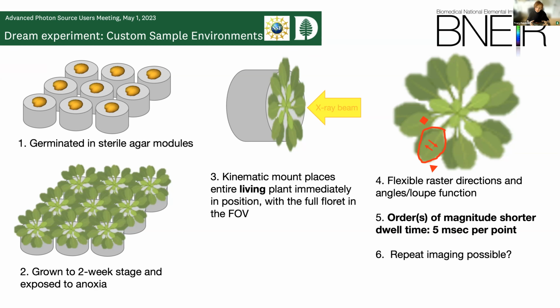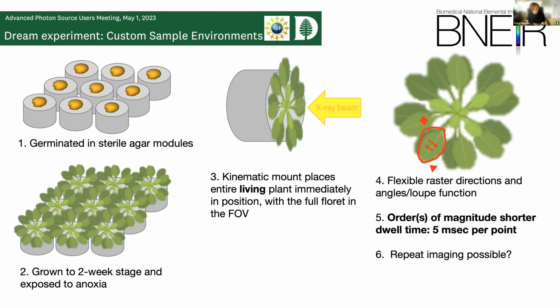Anyone who knows his beamline knows he specializes in these custom sample environments for mounting specimens in front of the beam. We need to be able to image living plants. We need to germinate them in a controlled environment in modules that can be moved right in front of the beam. So it only has to be big enough to grow a plant to about the 2-week stage, which is where the majority of experiments done in Arabidopsis happen around this time.